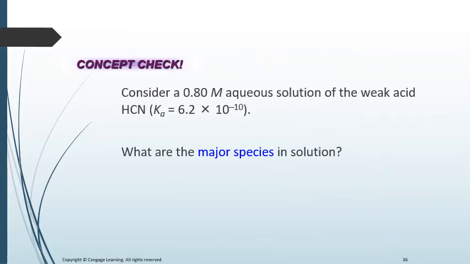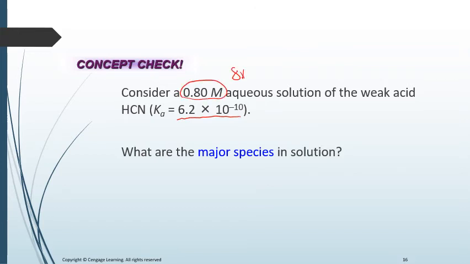Okay, so for this, let's just start off by identifying what the major species in the solution are if I have a weak acid, hydrocyanic acid, being mixed with water. So I have a 0.80 molar aqueous solution. Notice here the Ka is given as 6.2 times 10 to the minus 10th. So this is what we're talking about.